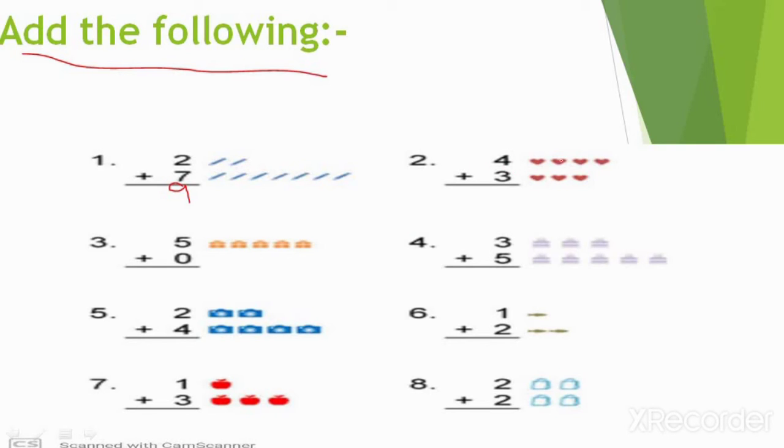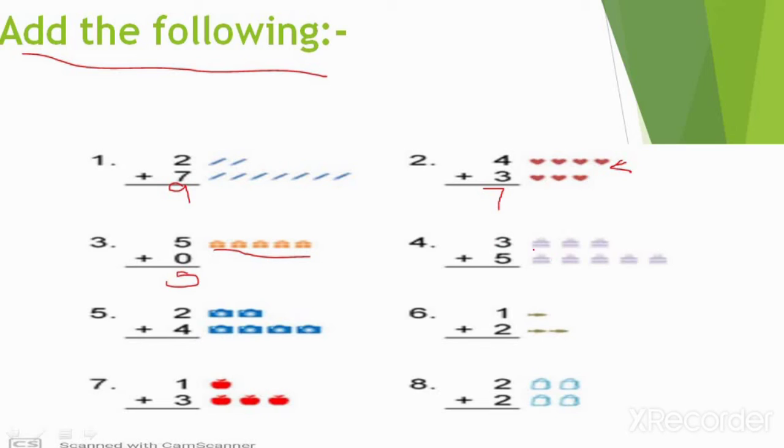4 plus 3. That means we already have 4 objects. We are going to add 3 more to it. 4 after 5, 6 and 7. So our answer is 7. 5 plus 0. That means we have 5 objects and we don't have any more objects to add to it. So our answer will be the number itself, which is 5.